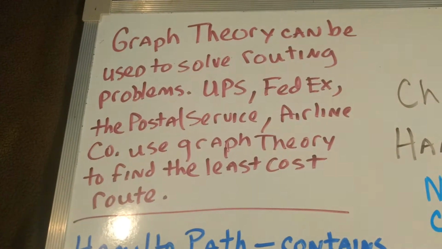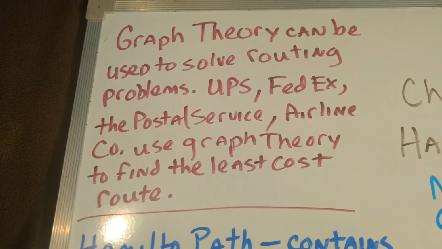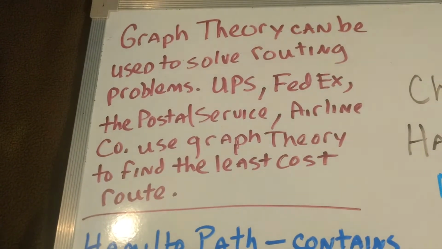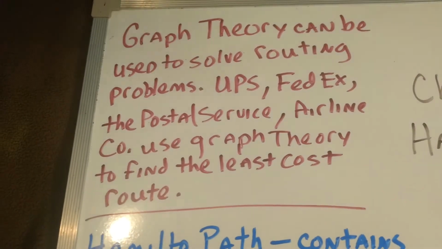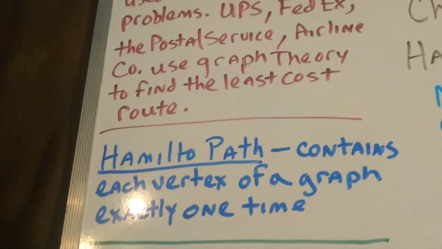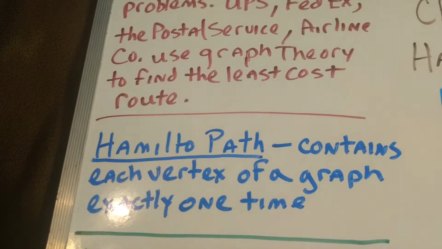Graph theory can be used to solve routing problems. UPS, FedEx, the Postal Service, the airline companies, and so on and so forth use graph theory to find the least cost route. All right, let's talk about Hamilton paths. Hamilton paths contain each vertex of a graph exactly one time.